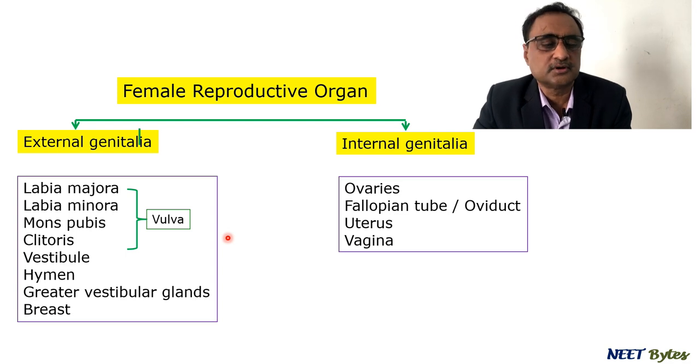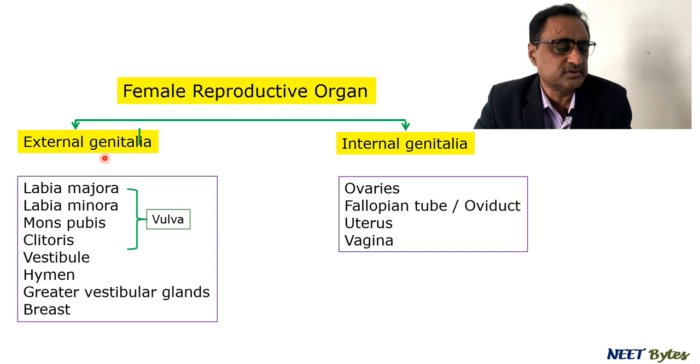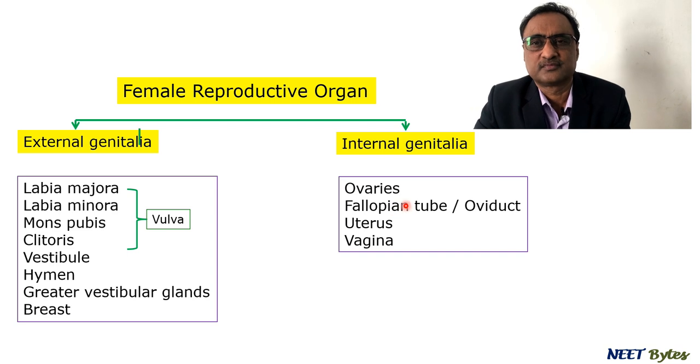So we can divide the female reproductive system into two parts, what we call external genitalia and internal genitalia. In case of external genitalia, the vulva itself consists of labia majora, labia minora, mons pubis, clitoris, vestibules. Then we have a hymen, greater vestibular glands, breast. As far as the internal genitalia is concerned, it consists of ovaries, fallopian tube, uterus and vagina. Out of this, the most important is ovaries. We will discuss ovary in very detail. Okay.